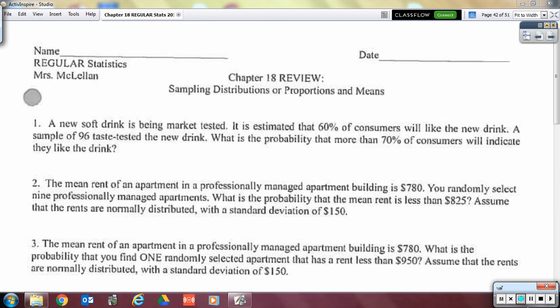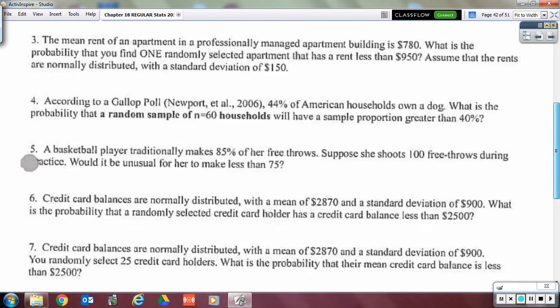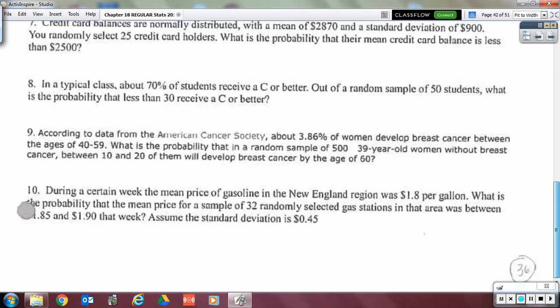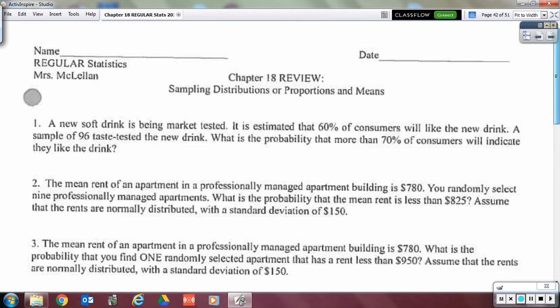Turn over to page 36. Okay, so let's discuss how we're going to do this review. This review does just have 10 problems. That's not bad. The issue with this review is that it is a mix-up of proportions and means. Over the last 2 weeks, you did a section of proportions, and then you did a section of means.